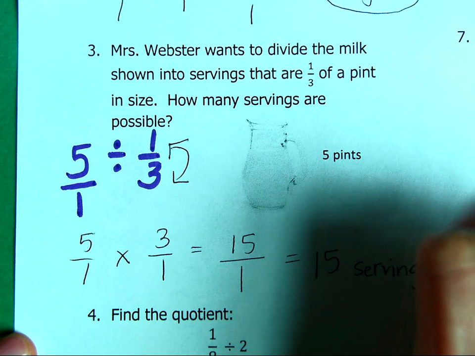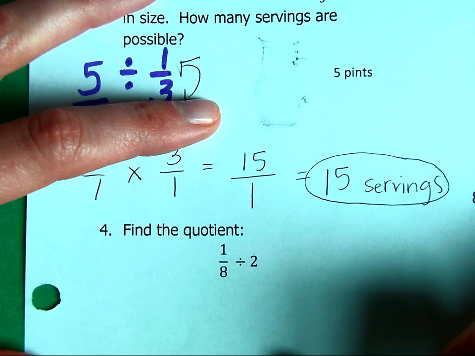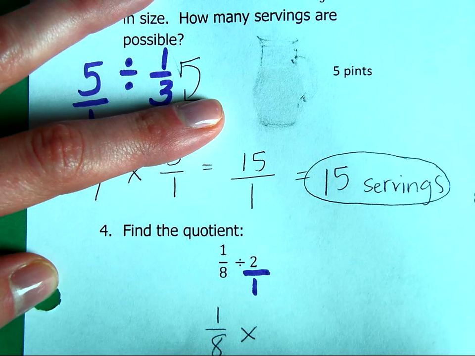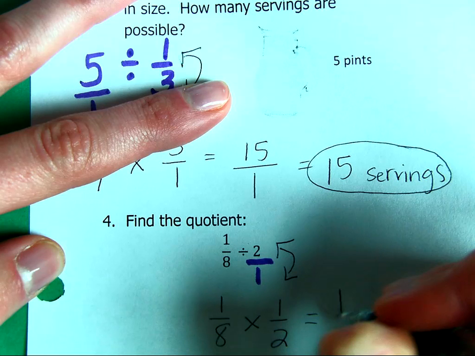Number 4, find the quotients. I see that I have 1/8 divided by 2 whole. I'm going to turn this 2 whole into a fraction without changing its value by placing a 1 underneath it. I know it hasn't changed its value because 2 divided by 1 still equals 2 whole. And now I'm going to rewrite the problem. I have 1/8. I'm going to multiply by the reciprocal fraction of 2 over 1, and that would be 1/2, or 1 over 2. 1 times 1 equals 1, and 8 times 2 equals 16.